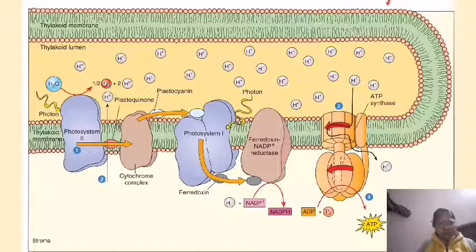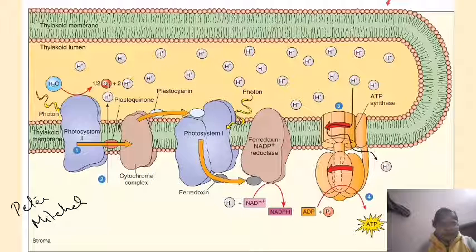Now coming back to the generation of ATP. We have seen how ATP is formed, and for that I would like to introduce you to the chemiosmotic hypothesis. It was proposed by Peter Mitchell. Peter Mitchell laid down this chemiosmotic hypothesis.